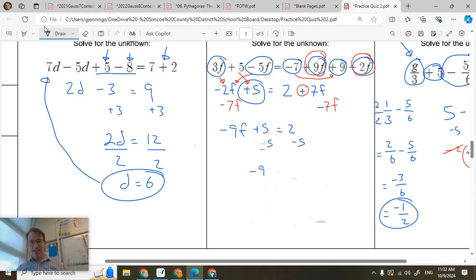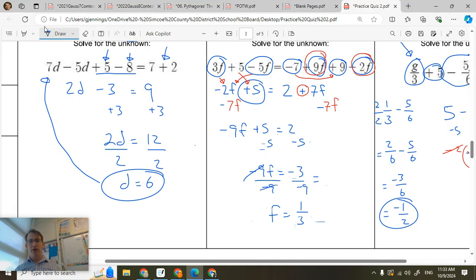So minus 9f equals minus 3. Divide both sides by minus 9. Minus 9 cancels minus 9, because the opposite of multiplying by negative 9 is dividing by negative 9. So we do that, and then we get f is negative 3 on 9. That's just 1/3 by another name.